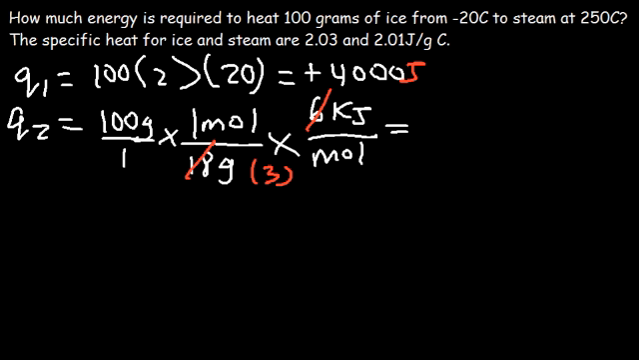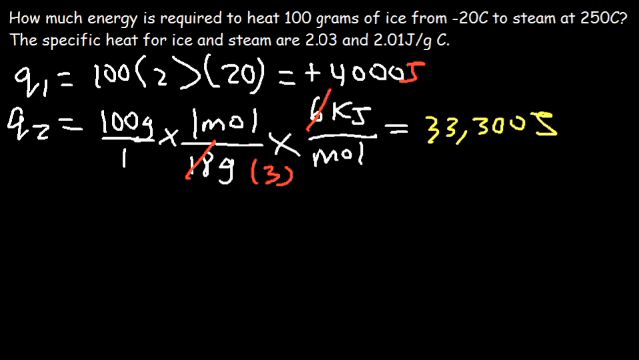Now, we can't add joules and kilojoules together. We need to convert it into joules. To convert kilojoules into joules, you've got to multiply by 1,000. So 33.3 kilojoules is about 33,300 joules.